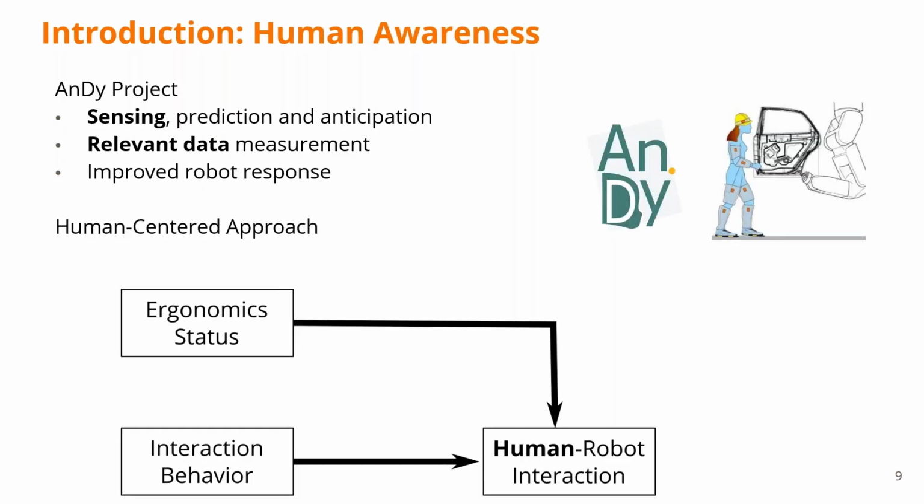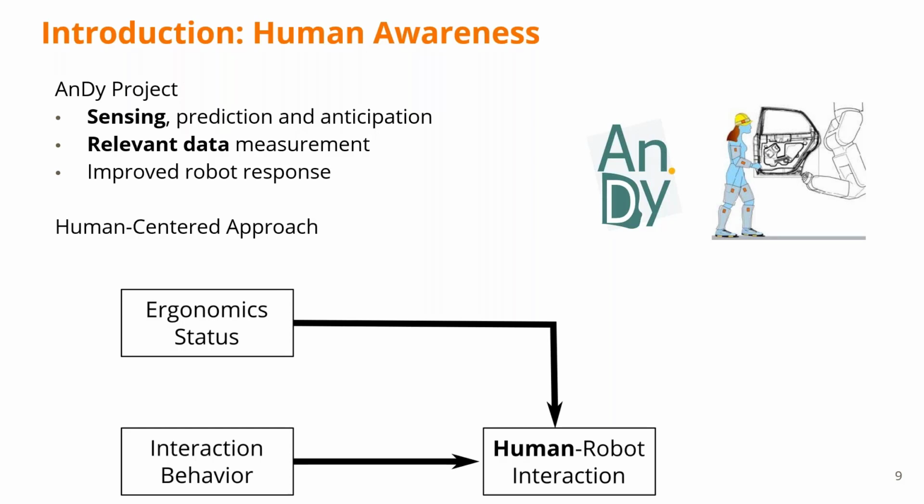The research presented in this talk was funded by the European project ENDI. The ENDI project foresaw robots that sense relevant data from their human partners in order to predict and anticipate the human. This way, the robot would be better equipped to act and react to the human.